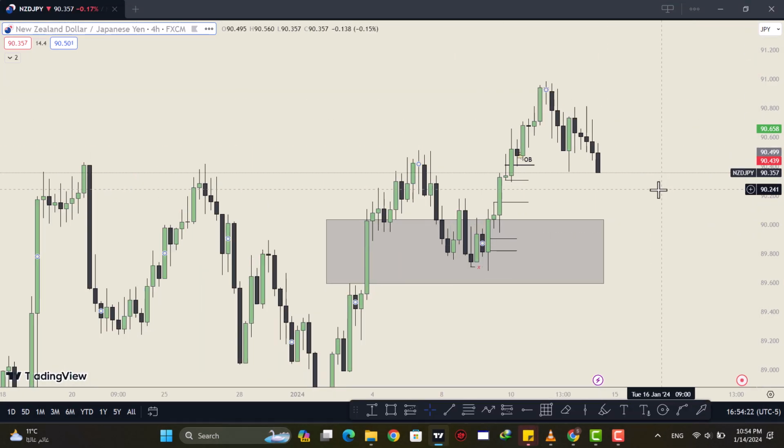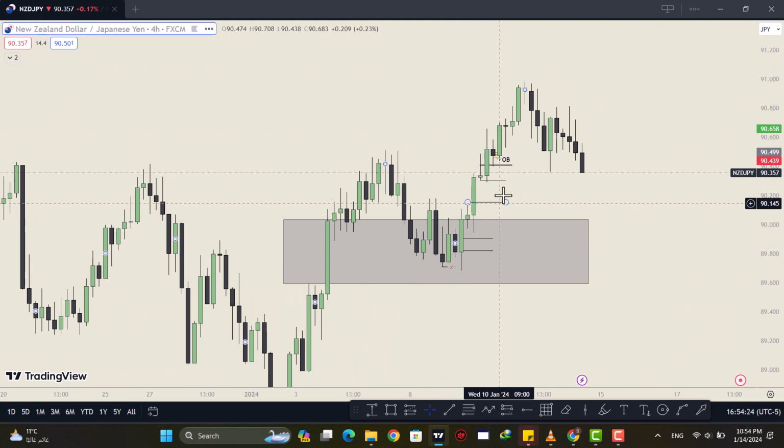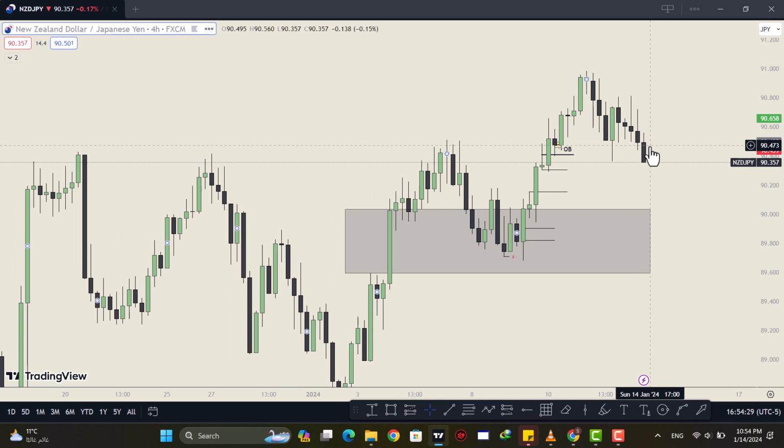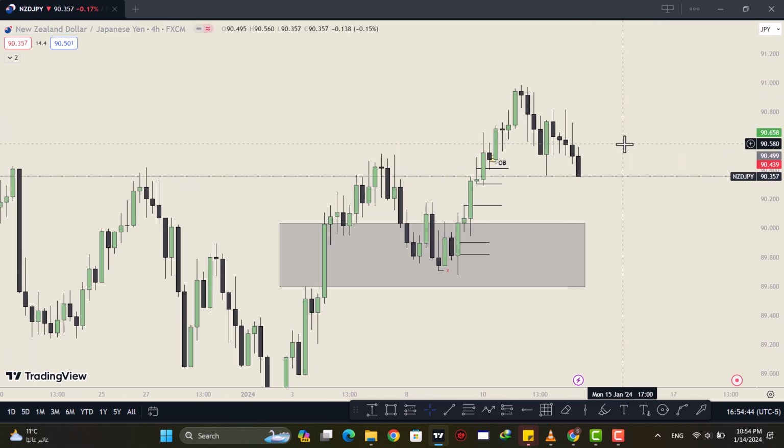And price gave us nice opportunities to get in on the lower time frames. So did you guys participate in this move? If not, why? Tell me in the comments, guys, and I'm going to try to help you, right? Going to try to fix that for you. Anyways, I'm still looking for buying opportunities.